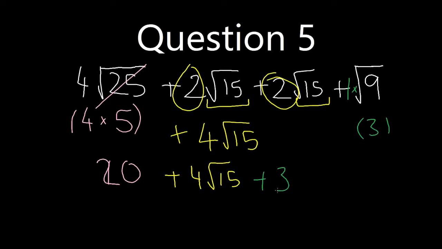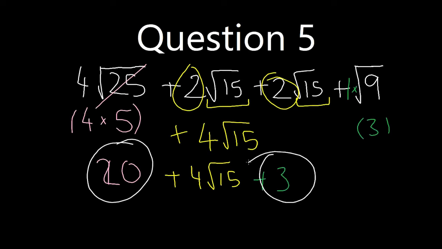Now we should think to ourselves, can we simplify this any further? Do we have any more like terms? And we can see that these here are like terms because they don't have an extra root attached to them, so we can handle them. Now we should also be thinking, can this 15 be simplified into anything better?